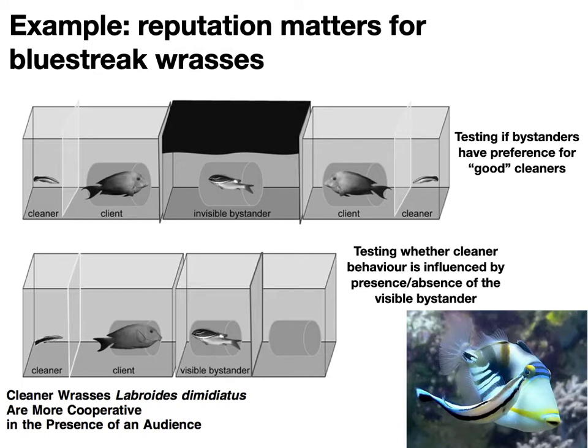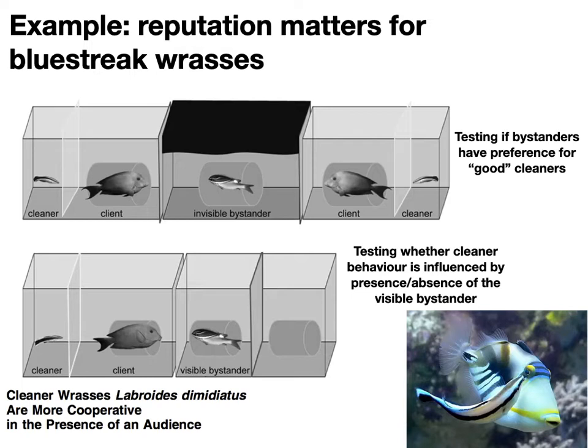So the experiment at the top had two big client fish and two little cleaner fish on the outsides of this tank. And then in the middle of this tank system, there was a bystander fish that could not be seen by the clients or the cleaner. So it was put in a situation where one-way mirrors blocked the outer tanks from viewing the bystander on top.